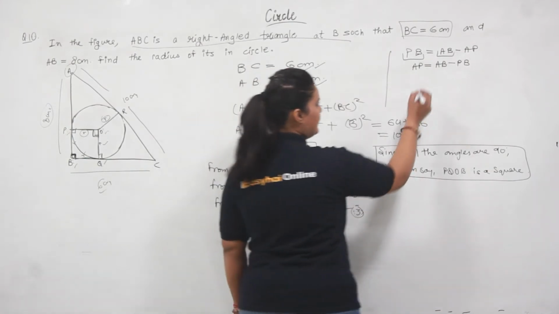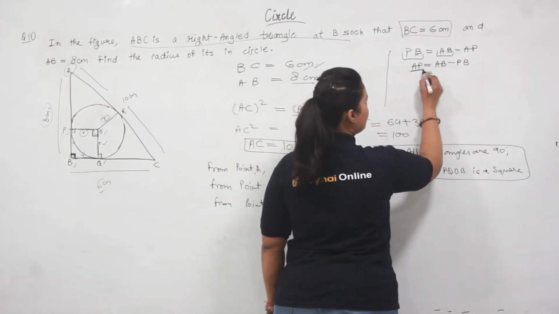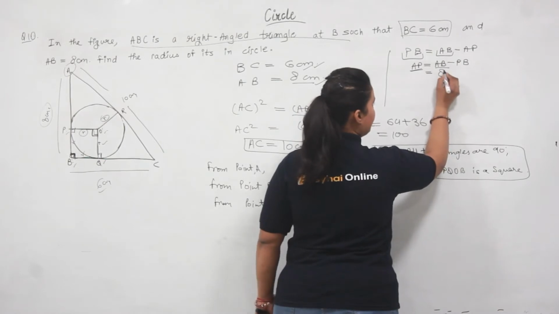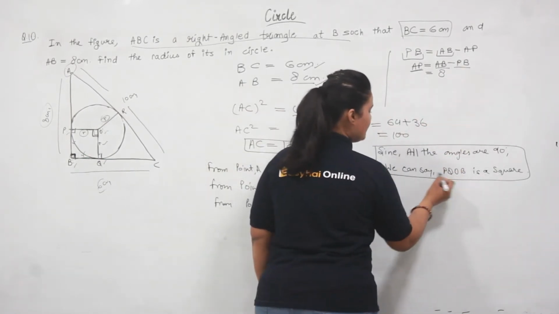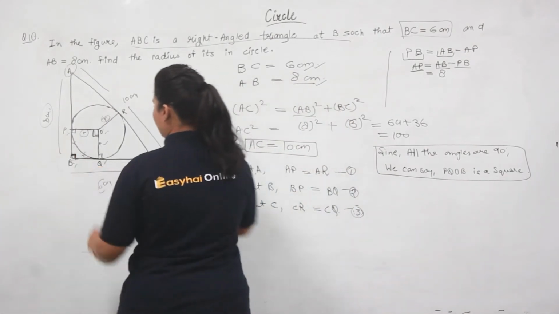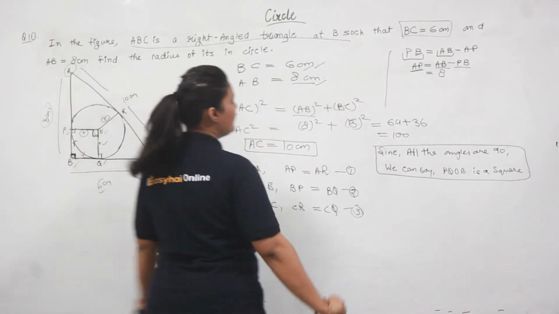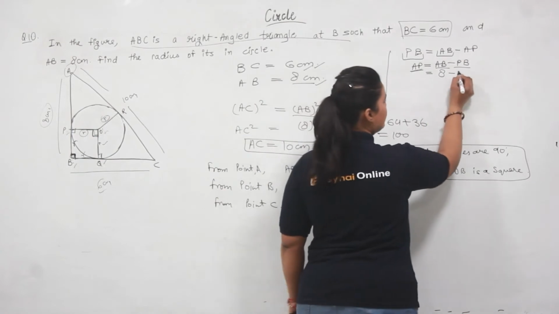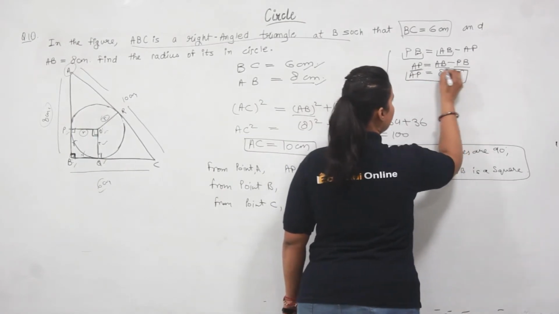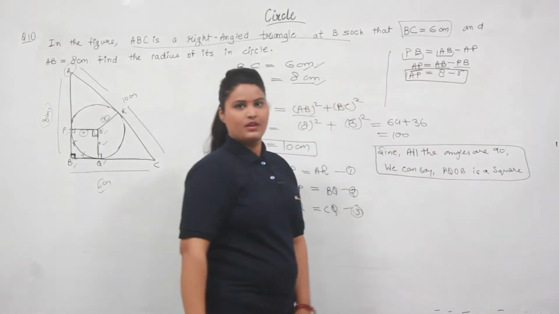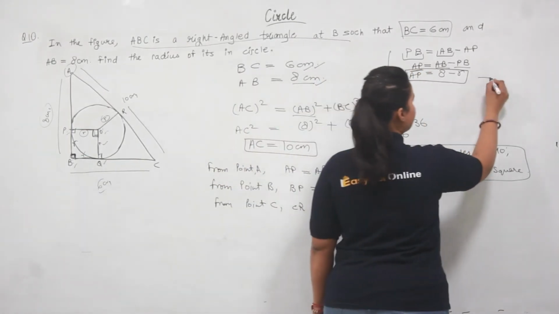Correct? And AP is what? AB is what? 8 centimeter. And PB is what? PB is R. PB is equal to the radius of the circle. So it is equals to R, means AP is equals to 8 minus R. Okay, let's take it as equation 4.